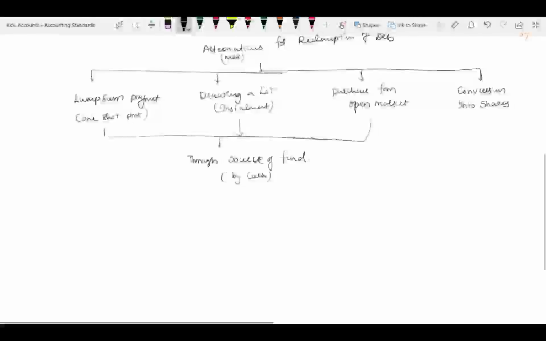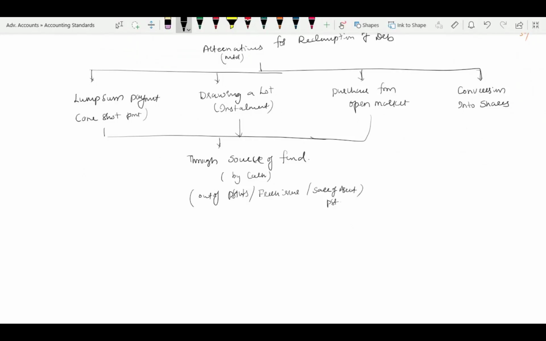So this is either out of profits, or fresh issue, or by sale of asset. Sale of asset is also profit only. This we have proved in redemption of preference shares. If you sell the investments or whatever it might be, and redeem out of that, it is the same as being redeemed out of profit only. Got it? So the same interest normally flows.